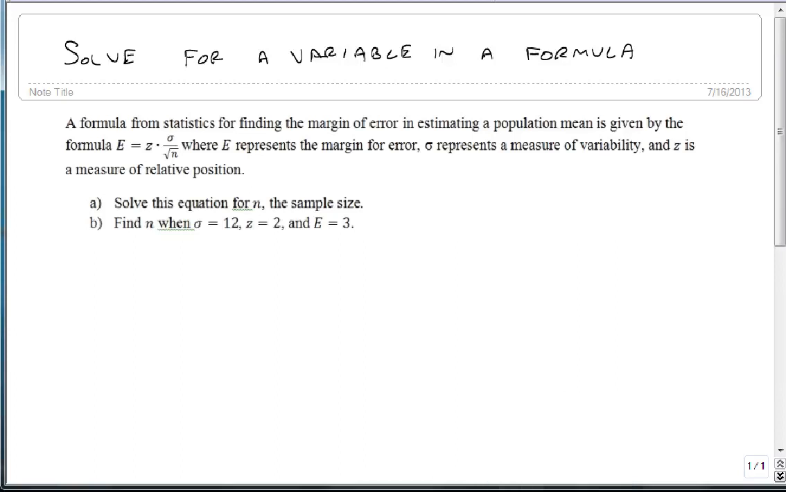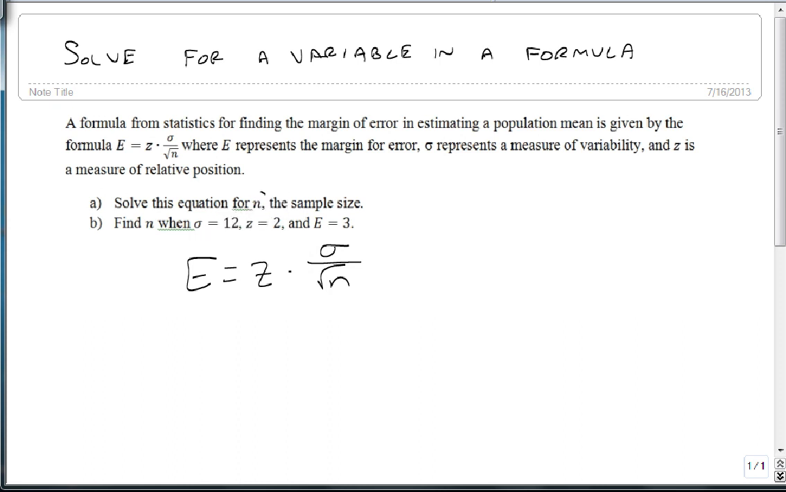Now we're going to tie some things together. We're going to talk about solving for a variable in a formula that has a radical in it. So the formula E equals Z times delta over the square root of n is used to find the margin for error of a given population mean. And Z is our relative position, delta is a measure of our variability, n is our sample size, and E is that margin for error.